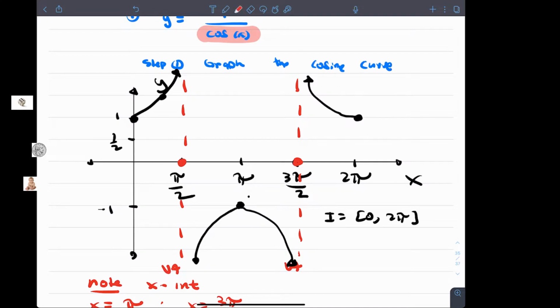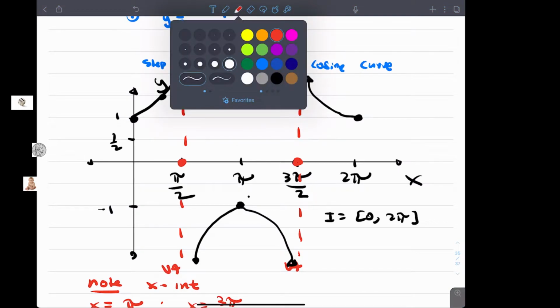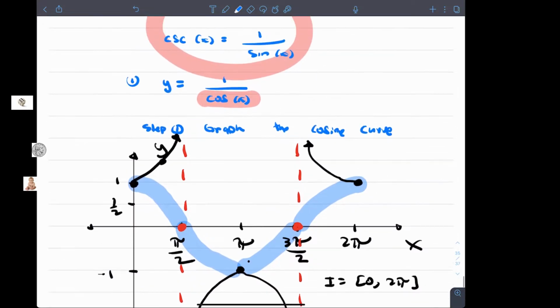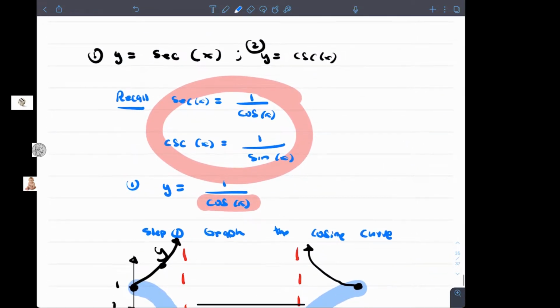To get a highlighter there. What curve starts up here and then goes down to the x-intercept and the minimum value, x-intercept, and again the maximum value? What curve is that? Cosine. So the reciprocal of cosine is secant. You just graph secant.